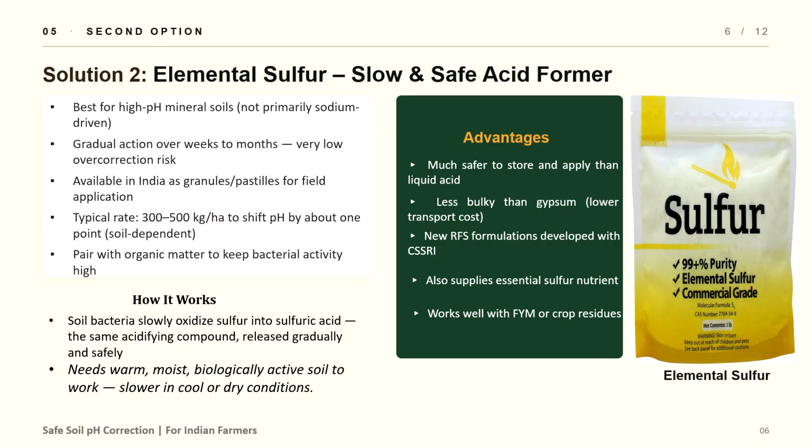So what are the advantages of elemental sulfur? Much safer to store and apply than liquid acid. Less bulky than gypsum, lower transport cost. A new formulation developed with CSSRI also supplies the essential sulfur nutrient. Works well with farmyard manure or crop residue. Here you can see elemental sulfur with 99 plus percent purity, commercial grade.